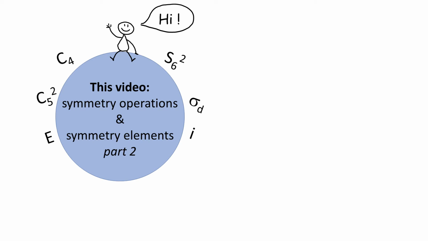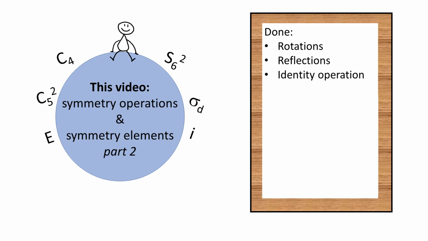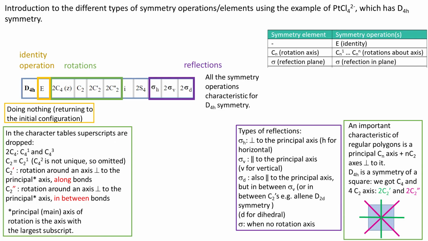Everyone! This is the second part of the video about symmetry elements and symmetry operations. So far we have talked about rotations, reflections, and the identity operation. And ahead of us we have improper rotations and inversion. Let's come back to the main slide with all the symmetry operations for tetrachloroplatinate 2.